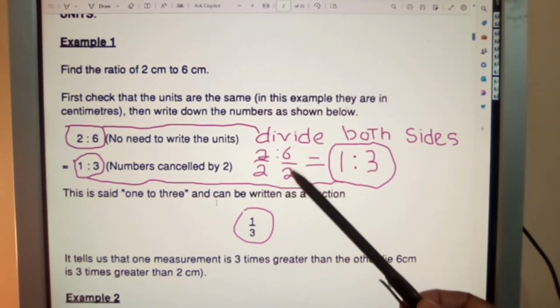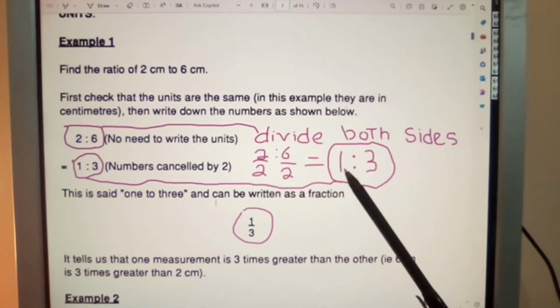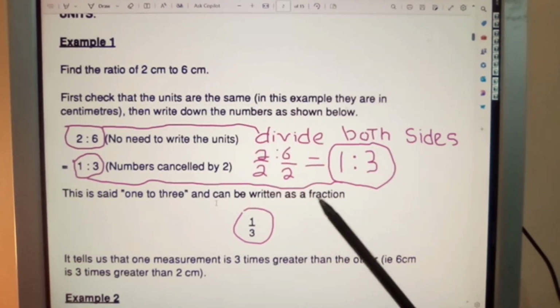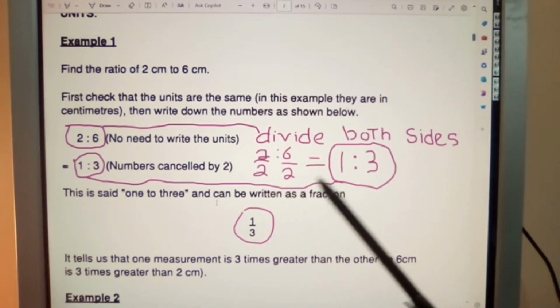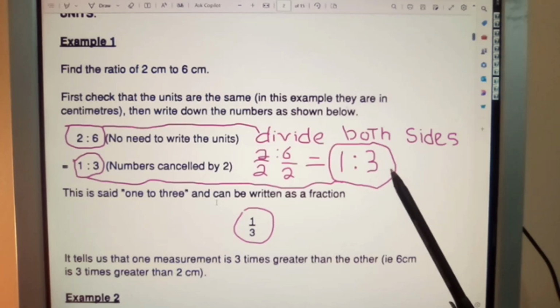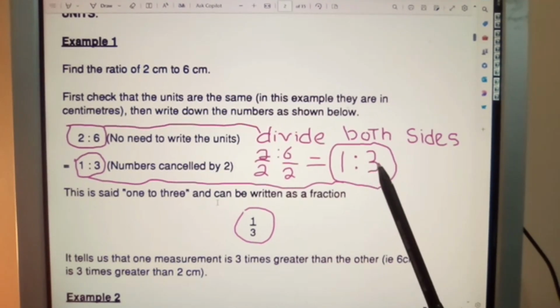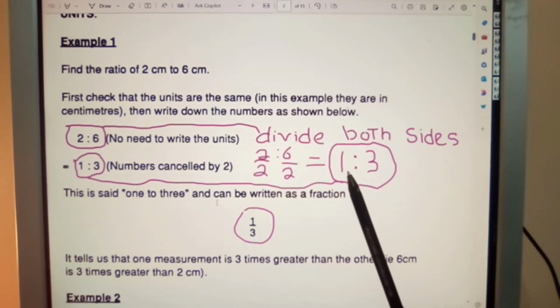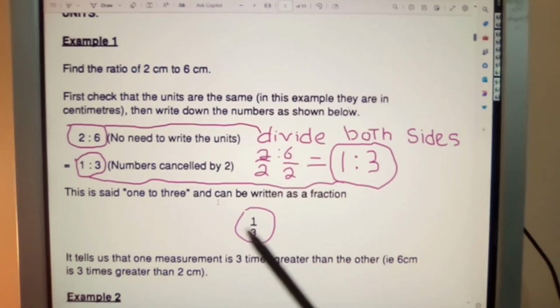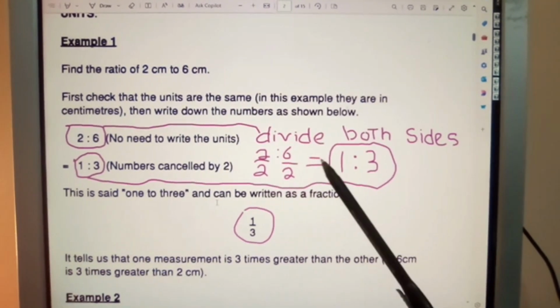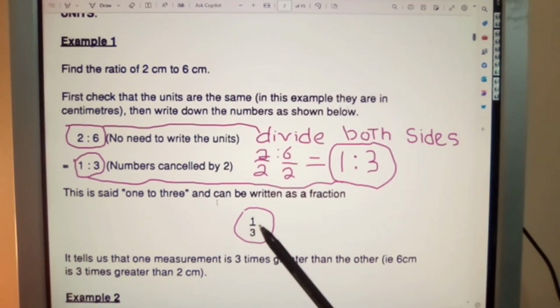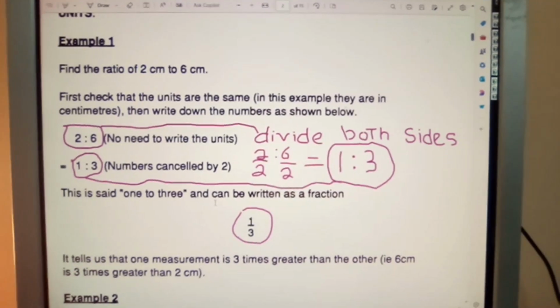2 goes once, 6 goes 3 times, equals 1 over 3. This gives me a ratio. I can then bring this to a fraction, but it gives me a ratio of 1 to 3. When I bring this over as a fraction, it gives me 1/3.